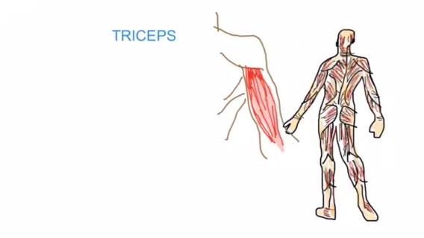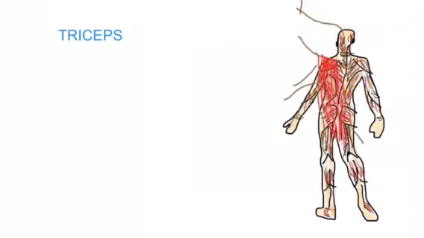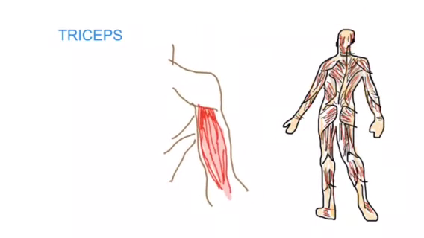The triceps muscle is located in the upper arm. Its origin is the scapula and humerus, and it inserts at the proximal end of the ulna. It assists with the action of extension of the arm and forearm.